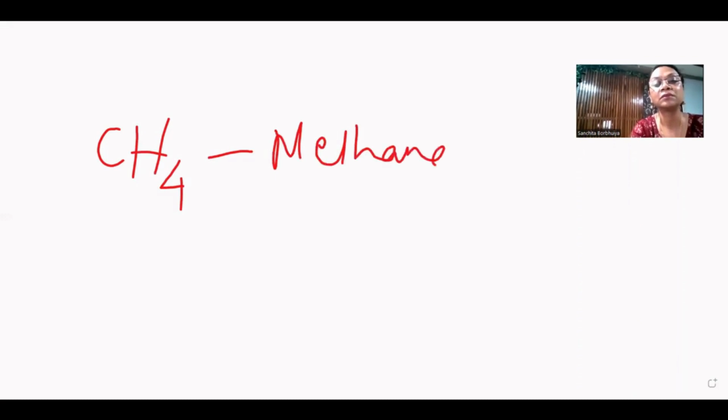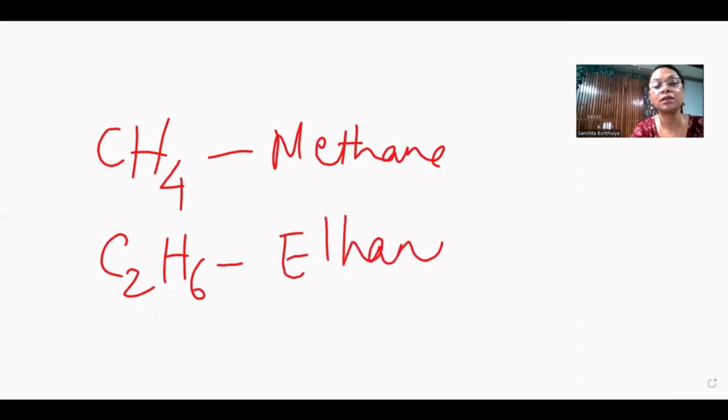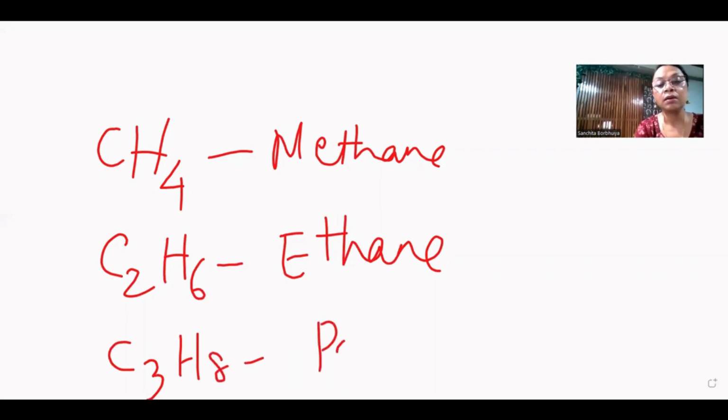So the first thing that you need to know, I presume that you all know a few things like methane, C2H6 ethane, C3H8, propane, and so on and so forth. The alkanes go up to a huge number of carbons. So your focus should be on the number of carbons that are present in the parent alkane.